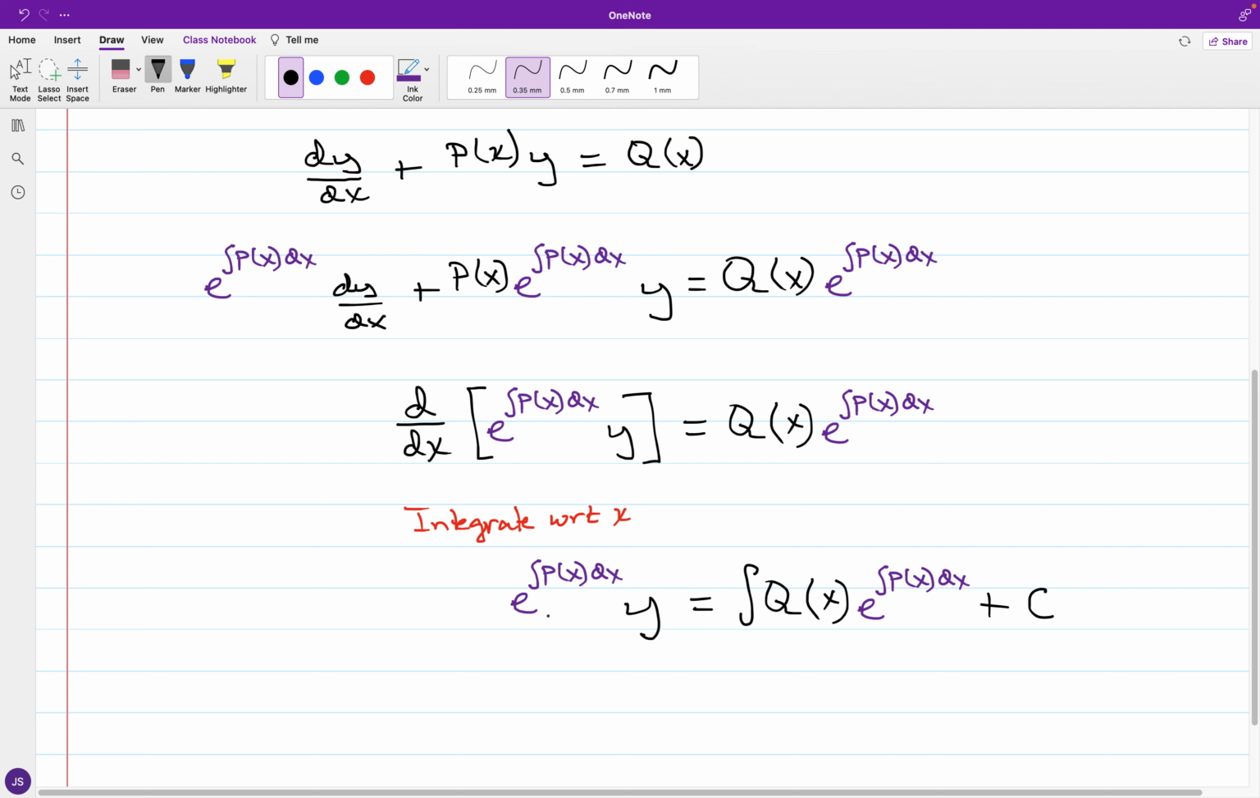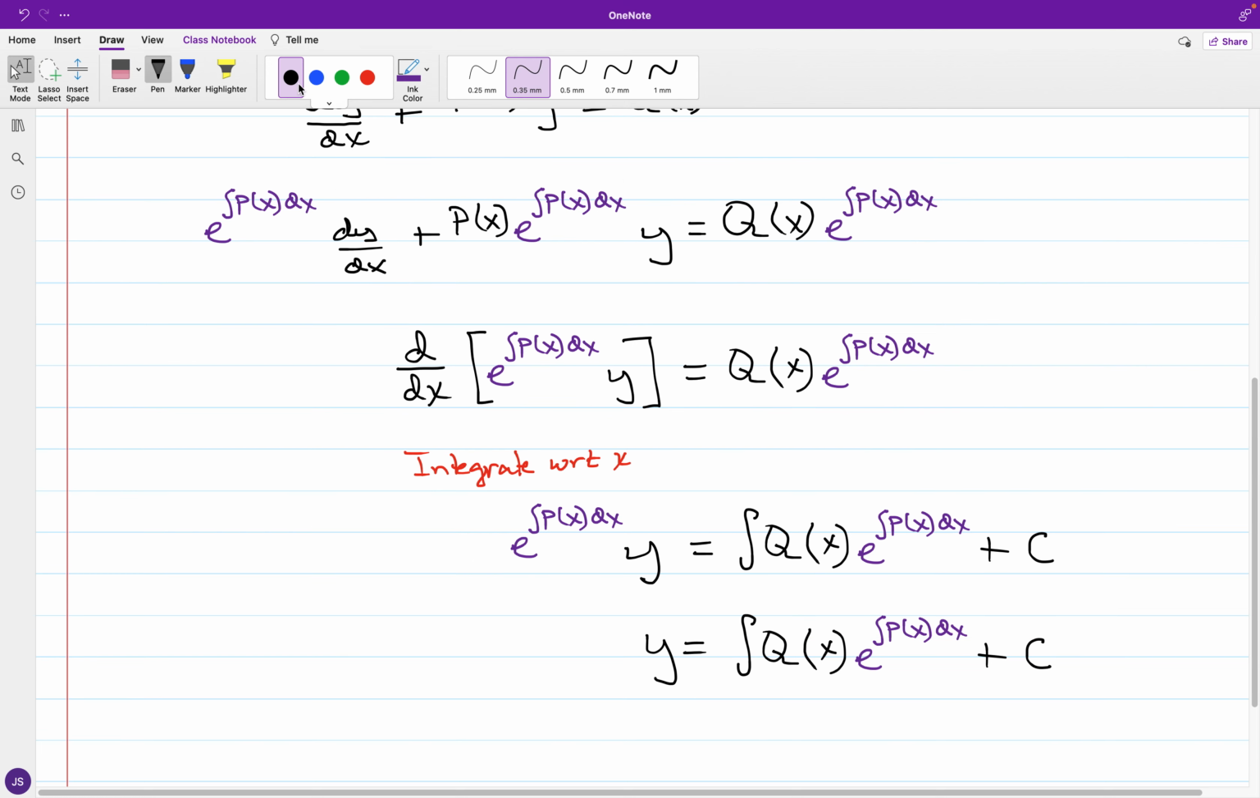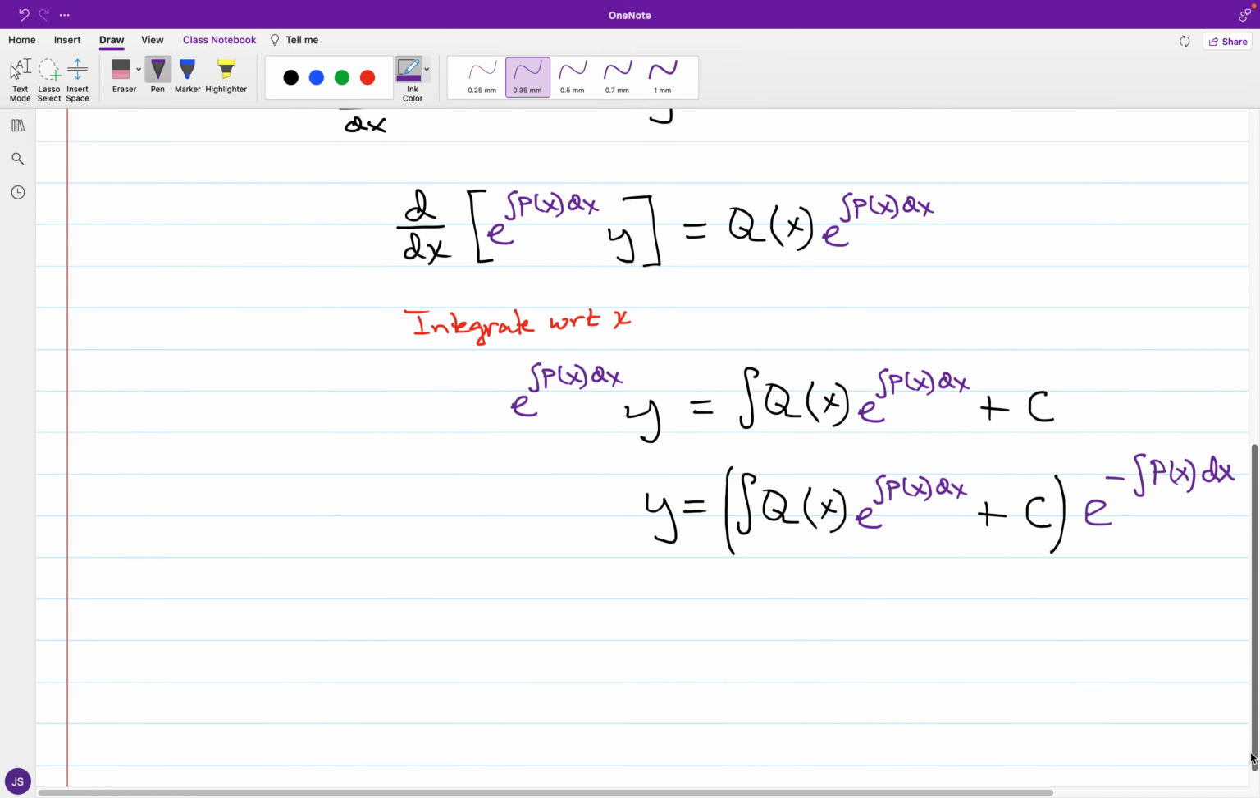I'm going to divide by the integrating factor, which in this case means multiplying by e to the negative of the integral of p of x dx. So we have y equals the integral of q of x times the integrating factor, plus c, times e to the negative of the integral p of x dx.